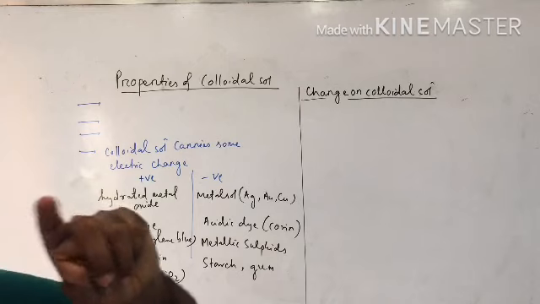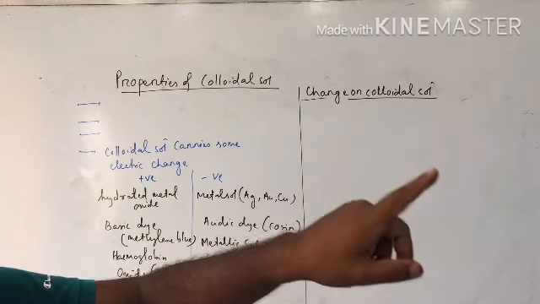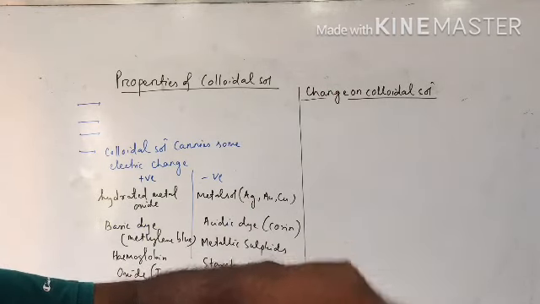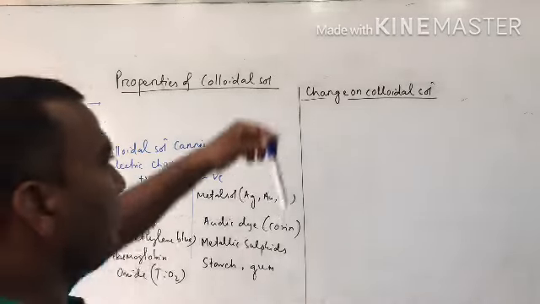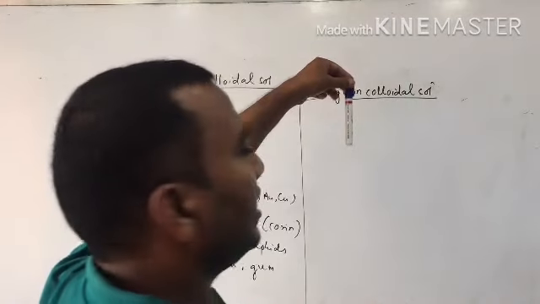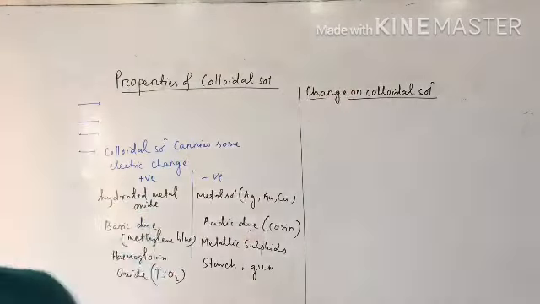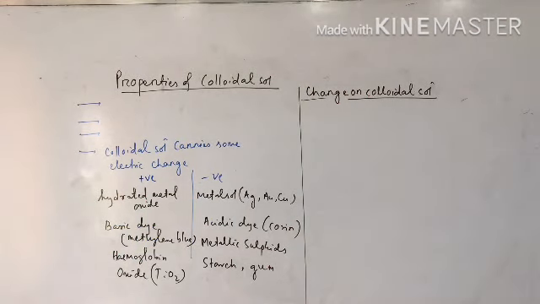And the color is like this: a mixture of milk and water appears blue when viewed by the reflected light. That means when you see like this, it looks blue, and red when it is viewed by transmitted light. Similarly, gold sol is red in color. As the size of the particle increases, its color changes to purple, then blue, and finally golden yellow.